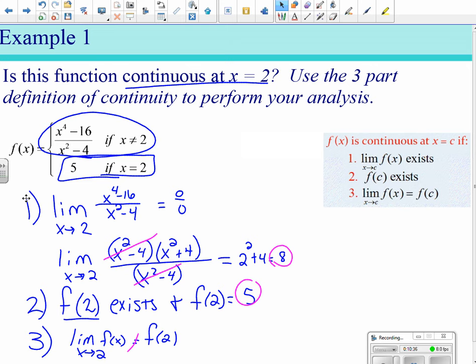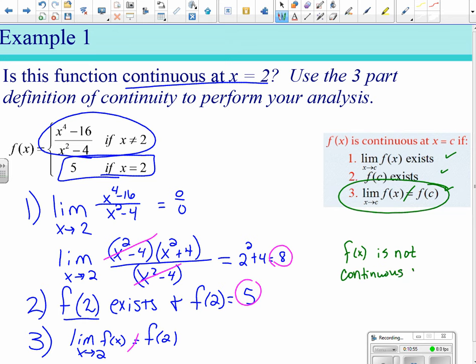There was the three-part definition that we have to follow, and it does not follow this one. We ended up with that being not true. So there you have it. So f of x is not continuous at x equals 2 because, and then you could restate this, and I'll just save some time.